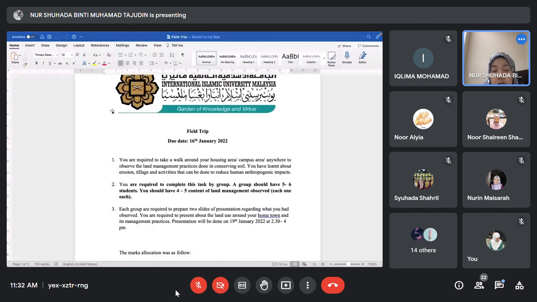Okay, so which one you prefer? Do you prefer to choose your own friend in doing groups ataupun you nak saya pilih the groups? Any answer? Okay, kalau tak ada jawapan, saya je pilih yang groups tu. Okay, so in one group, you should have 5 to 6 students. You should have 4 to 5 contents of land management observed.